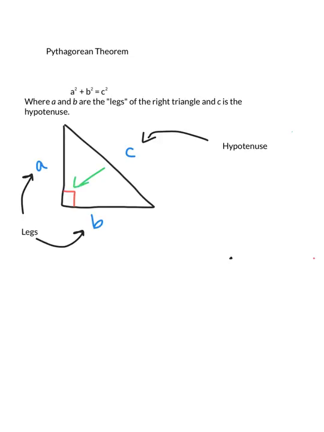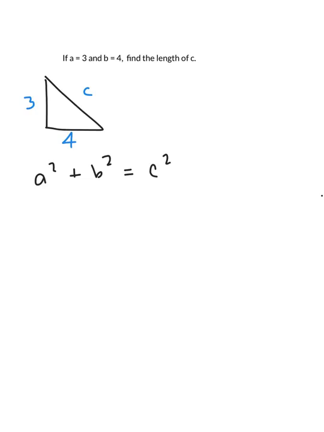And that little red box indicates that it is a right triangle, even if you can't tell because it might not be drawn perfectly. If you have the lengths of two sides, you can find the length of the third side by using the Pythagorean theorem. So if a is 3 and b is 4, find the length of c.